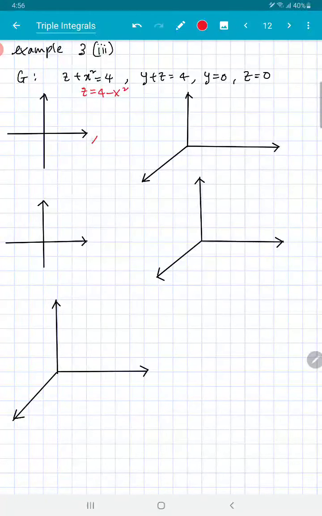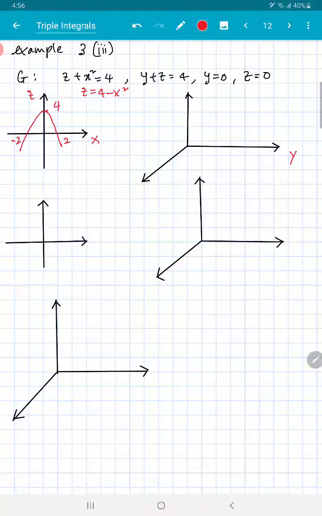So let's say you sketch this on a 2D first on the xz plane. So what you have is a parabola that opens downwards where it intersect the z-axis at 4 and on the x-axis at -2 and 2. And if you look closely here, the equation doesn't have y in it, which means that it does not depend on y. So the shape will be the same no matter what y is.